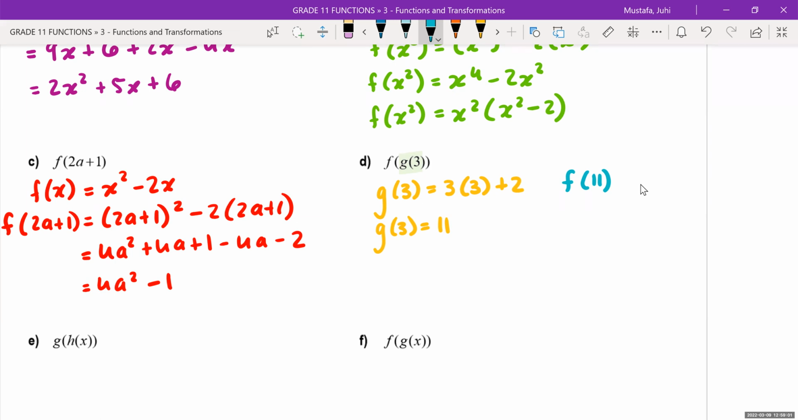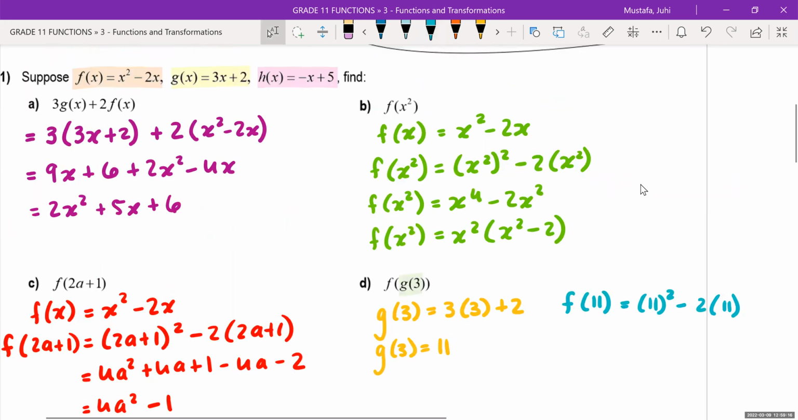So f of 11 is going to be 11 squared minus 2 times 11. Because if you scroll up here, the orange highlighted function, x squared is going to be 11 squared because we're substituting, where is this coming from?